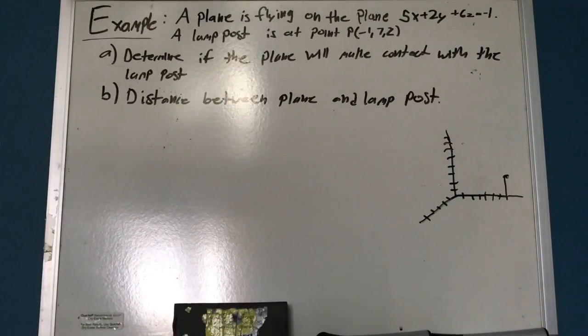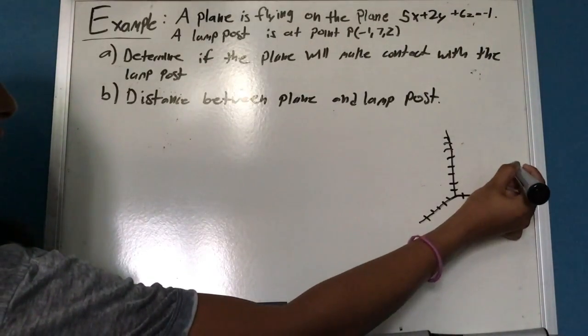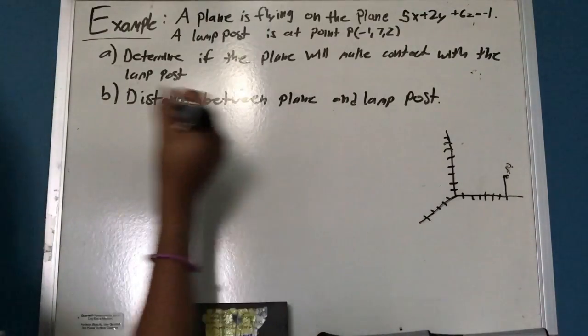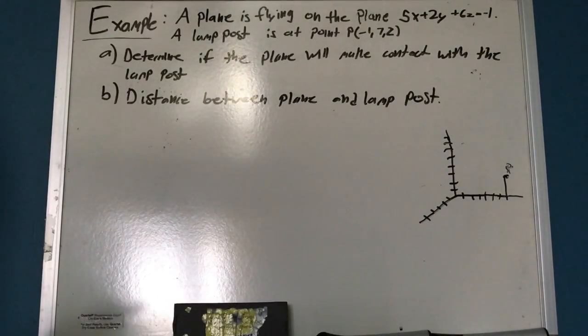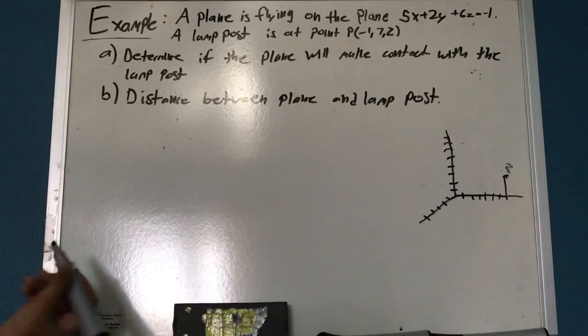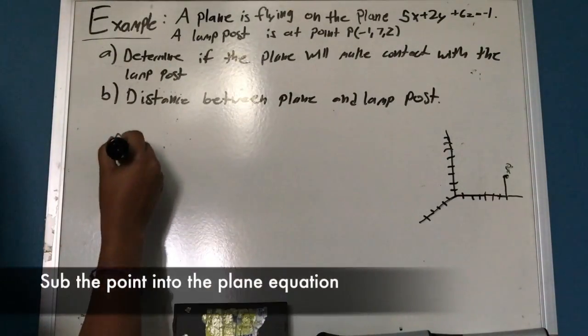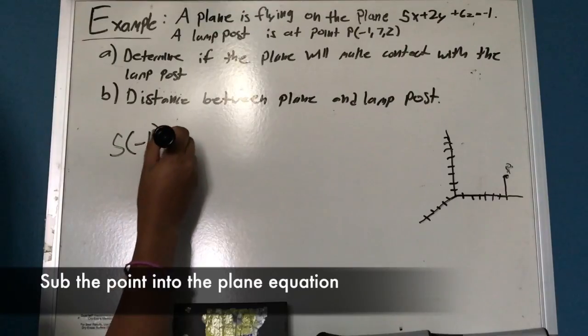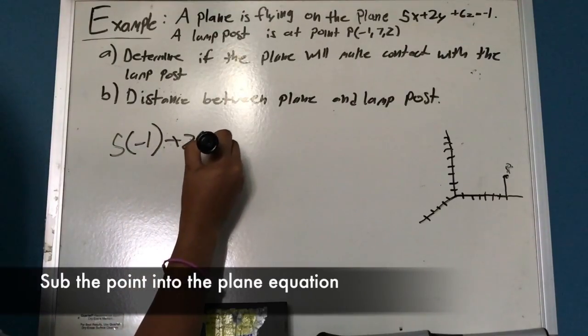In this next example, we have a plane flying on the plane 5x plus 2y plus 6z equals negative 1, and a lamppost at point P, negative 1, 7, and 2. So for part A, determine if the plane will make contact with the lamppost. We can assume that point P is the top part of the lamppost. So basically what part A is asking is, does point P land on the plane? To find out, we can sub the point into the plane and see if both sides equal each other.